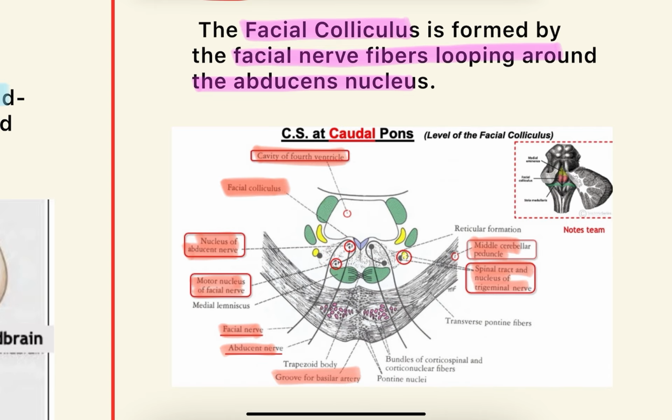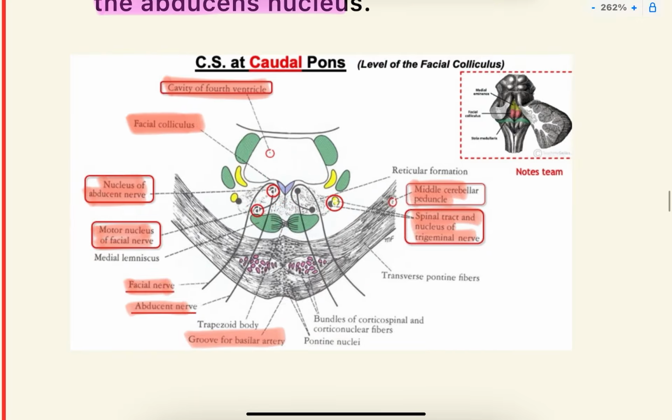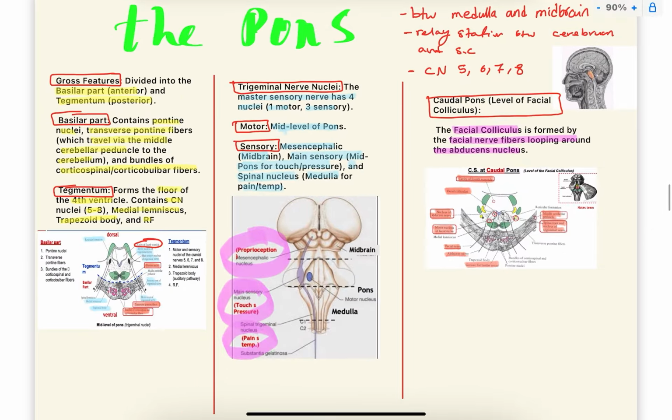So the caudal pons, what will I see at the level of the facial colliculus? I see the fourth ventricle again. I see the facial colliculus, this elevation, the abducens nerve nucleus, the facial nerve, and the nucleus of the facial. And then the abducens nerve. So this is the facial nerve, this is the abducens nerve, this is the abducens nucleus, this is the facial nucleus. And then I can see here the basilar artery groove, and the middle cerebellar peduncle, and the spinal tract and the nucleus of the trigeminal nerve. I apologize for the lagging of my iPad.